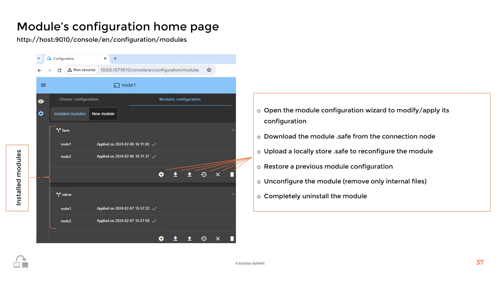The fourth icon allows you to restore a previous module configuration. SafeKit keeps a copy of the last 3 successful configurations on the node side. The fifth icon allows you to unconfigure a module without uninstalling it.